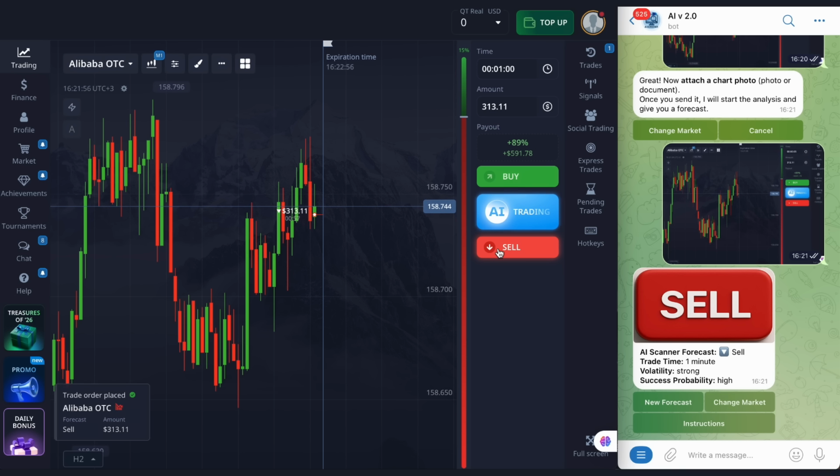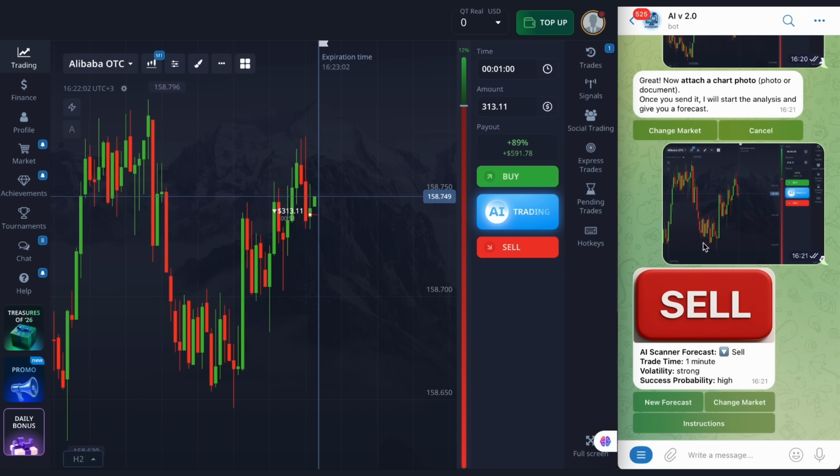We're gonna hold on tight and see how this is gonna play out, ladies and gentlemen. This is a 1 minute trade predicted by our AI screener version 2.0. Predicting it to be volatility level strong, success probability is set to be high. So what are we gonna do? We're gonna hold on tight and see how this is gonna turn out to be.